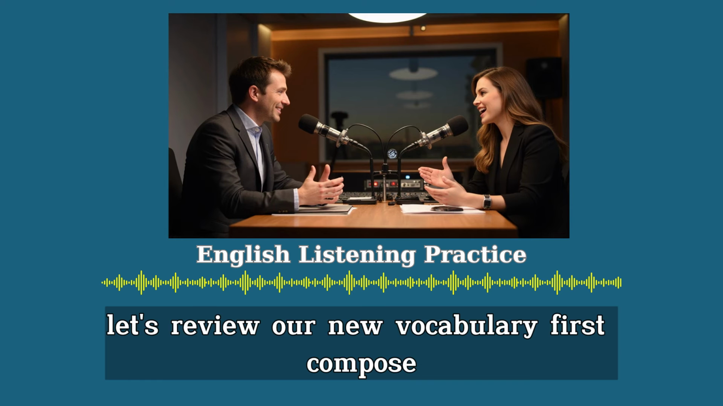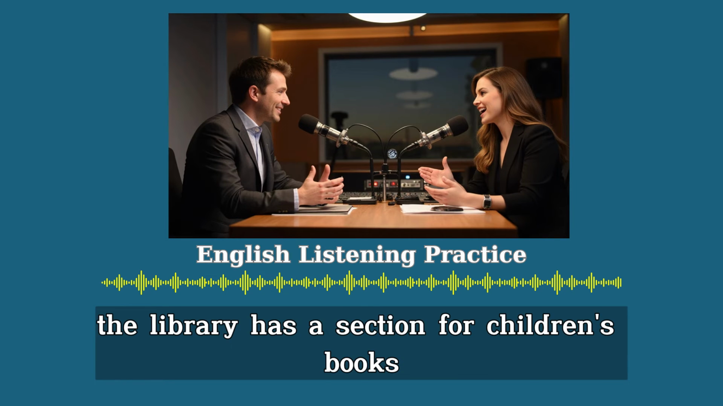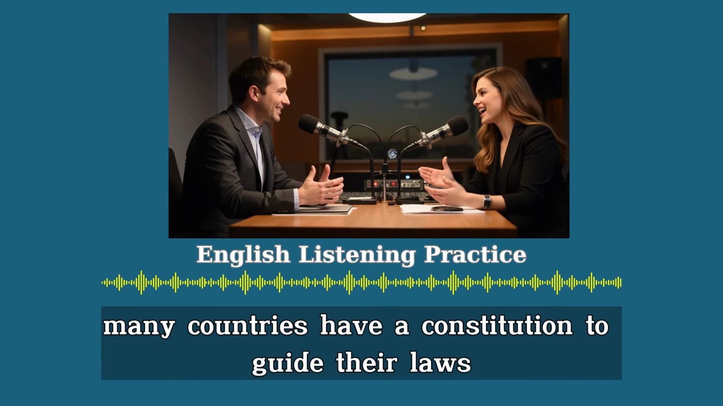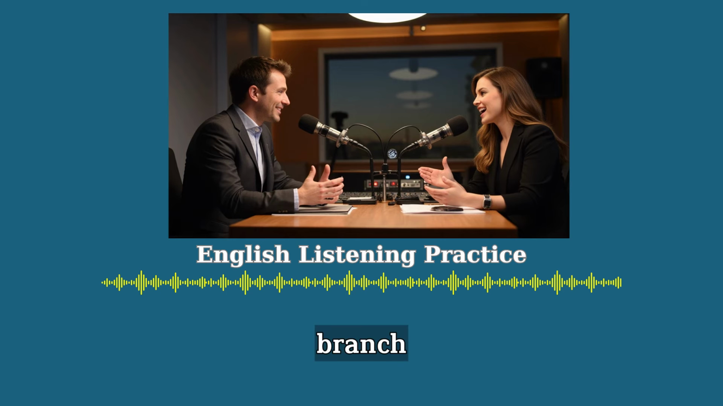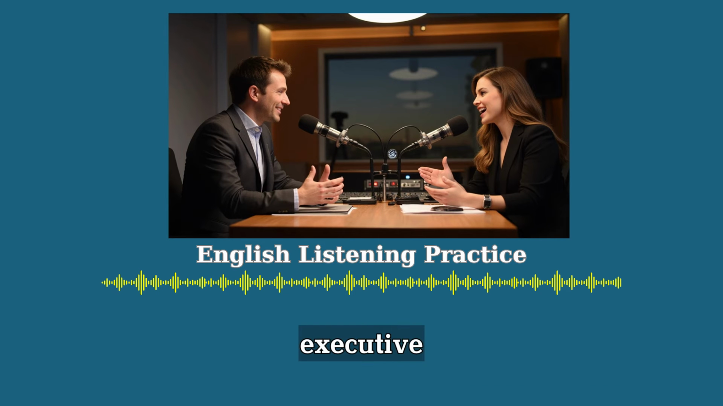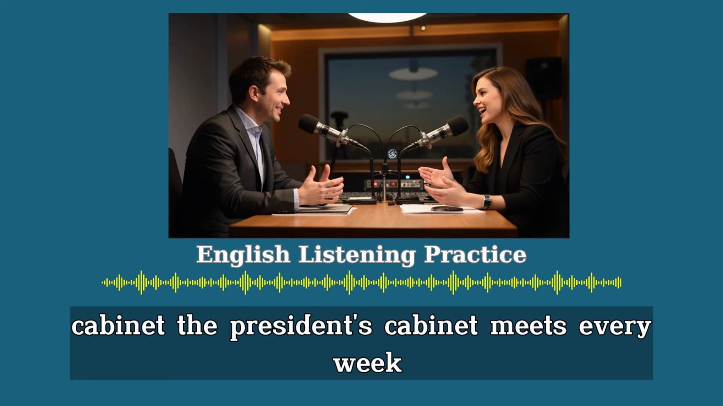Let's review our new vocabulary. First, compose, for example: a salad is composed of vegetables. Section: the library has a section for children's books. Next, constitution. Many countries have a constitution to guide their laws. Branch. The company has different branches in many cities. Executive. The executive makes sure the company's plans are done. Cabinet. The president's cabinet meets every week.